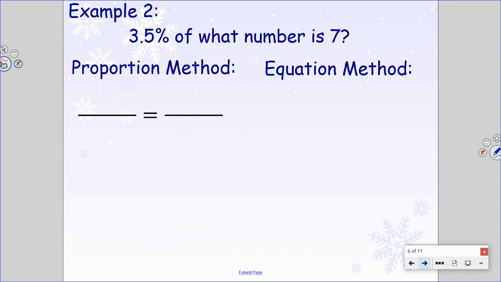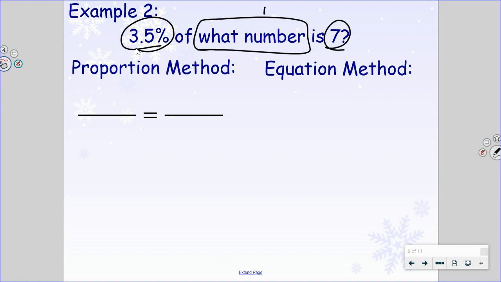Let's do another one, shall we? Example 2. 3.5% of what number is 7? I'm going to use N this time. 3.5%, anytime I hear that, it is awkward indeed, folks, 3.5 having a decimal inside of a fraction, but we'll deal with that later. Of what number is 7?